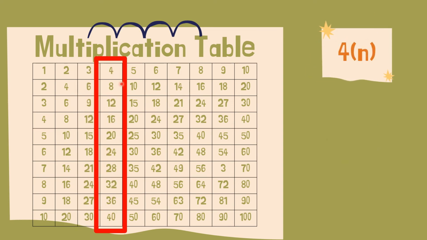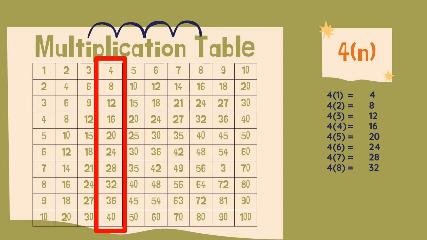Let's continue on the next sequence. So this is 4, 8, 12, 16, 20, 24, 28, 32, 36, 40. The common difference is 4, so we are going to use the rule 4 times n. So if we want to know the value of the 8th term, we are just going to replace n by 8. So that is 4 times 8. And 4 times 8 is equal to 32.